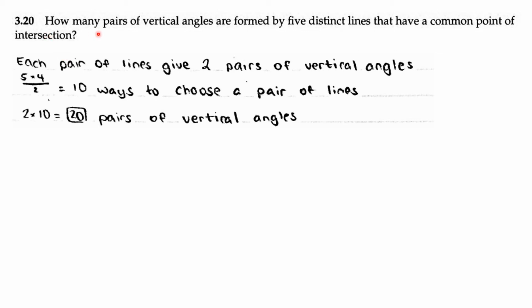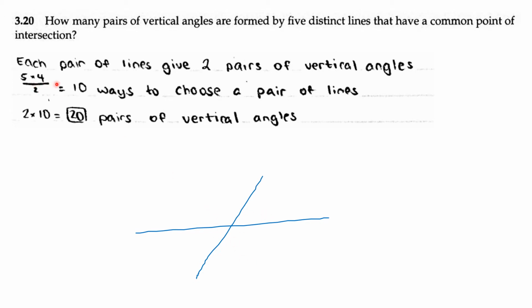AoPS counting and probability 3.20. How many pairs of vertical angles are formed by 5 distinct lines that have a common point of intersection? So each pair of lines gives 2 pairs of vertical angles, because if the 2 lines are like this, there's 2 pairs of vertical angles, because there's one on these 2 sides and another pair on these 2.